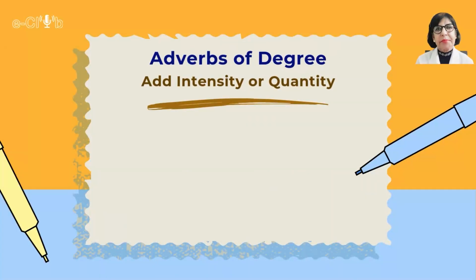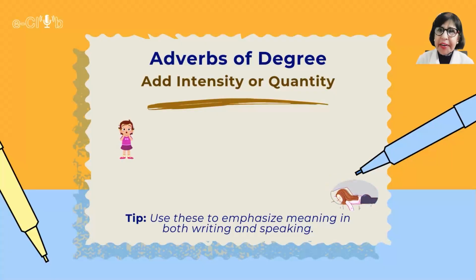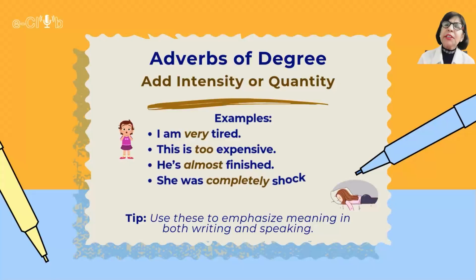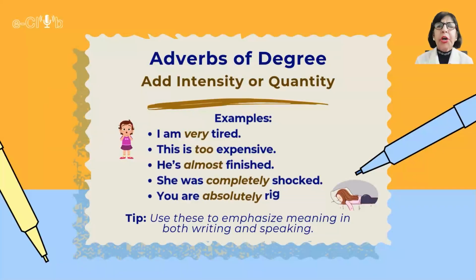Adverbs of degree. Adverbs of degree add intensity. They tell us to what extent something is true. For example, I am very tired. This is too expensive. He's almost finished. She was completely shocked. You are absolutely right. These are super useful in both speaking and writing. Use them when you really want to make a point.